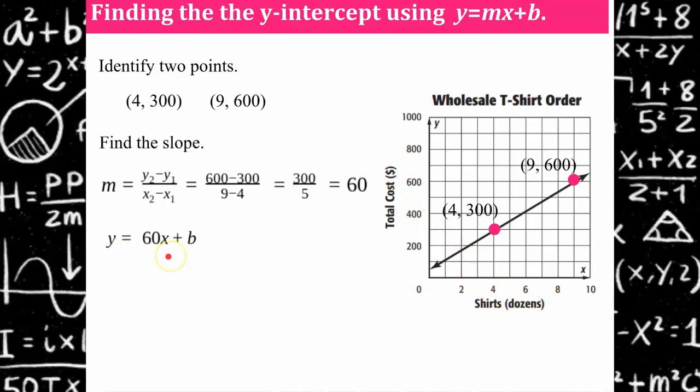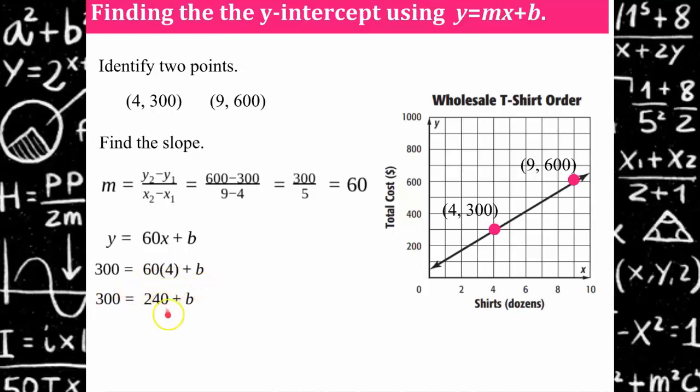Now I have to find my y-intercept, but right here I cannot identify exactly what that is because these are intervals of 100. So this looks to be around 50, but it could be give or take. So we're going to actually use this equation to solve for b. I'm going to plug in this ordered pair. Remember, when x is 4, y is 300. So I replace y with 300 and x with 4. And I'm going to solve this equation for b.